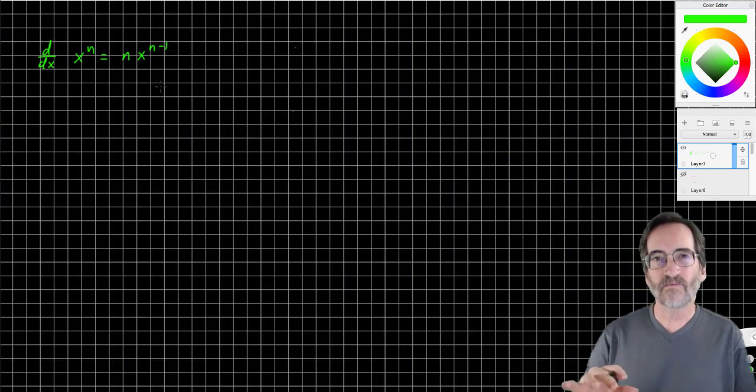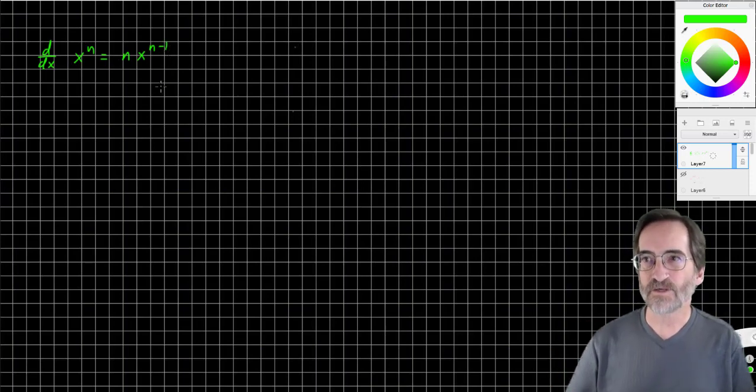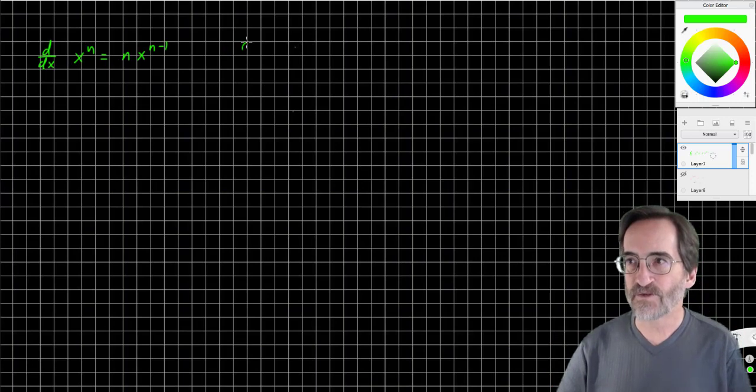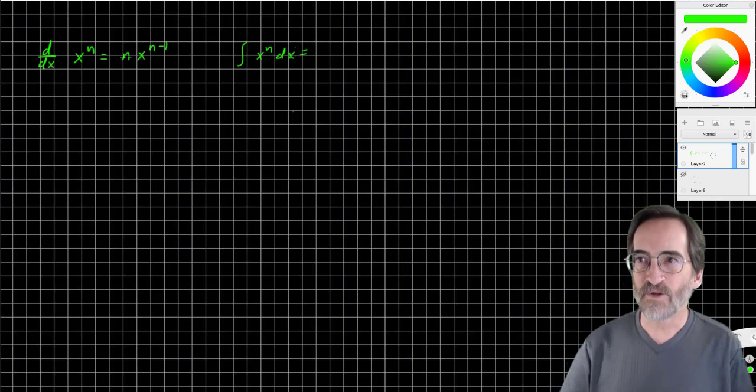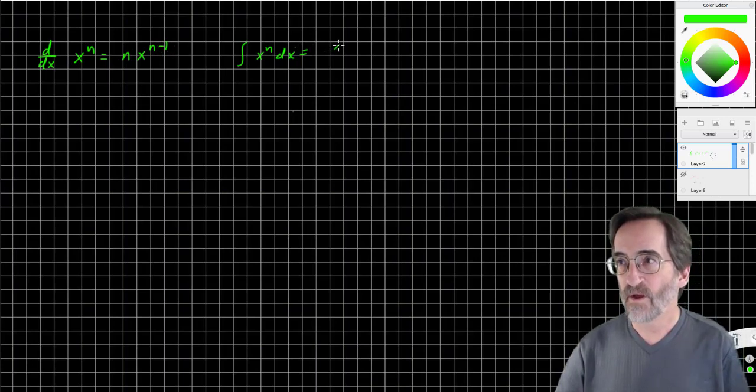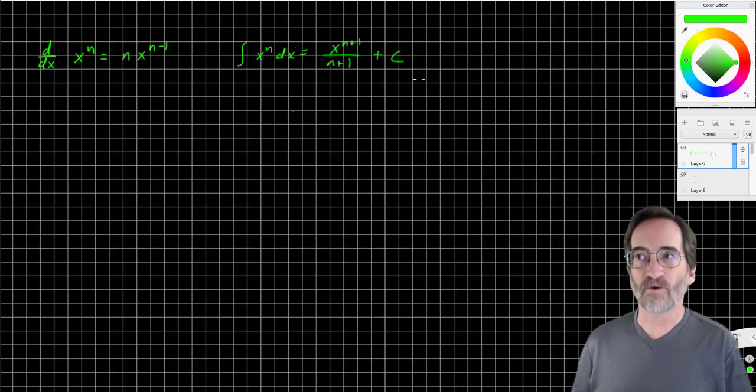When we think of inverse, we do the opposite operation in the opposite direction, in opposite order. So the integral of x to the n dx is, instead of multiplying by n and then decreasing by 1, I'm going to do the opposite in the opposite order. I'm going to increase by 1, x to the n plus 1, and divide by n plus 1, plus a constant of integration.